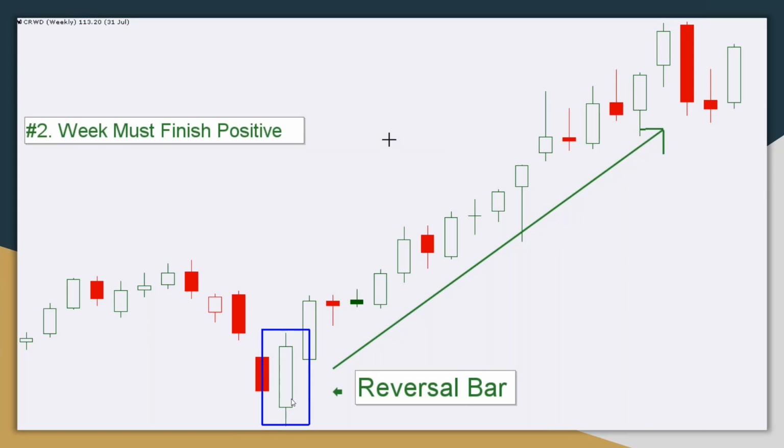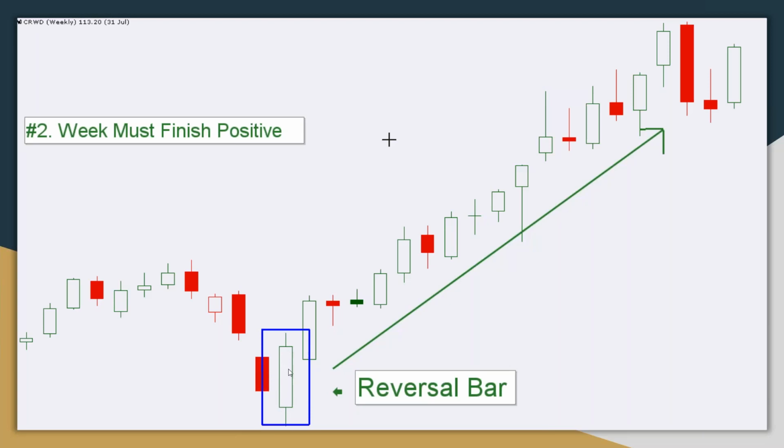Rule number 2, I'm looking for the reversal bar or the signal bar to finish positive and close above the previous week's close, okay? Why do I do that? What's the logic behind that? Well, I don't want a reversal bar that comes down, reverses, and then closes right here, and it's a red bar, like it's still down, right? That's showing me there's not a lot of strength, right? I want it to finish positive, I want there to be enough power in that reversal bar to at least close above the previous week's close.